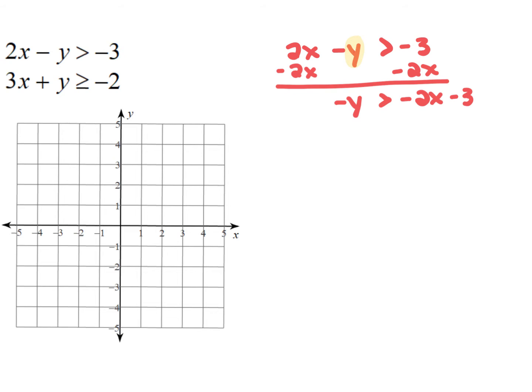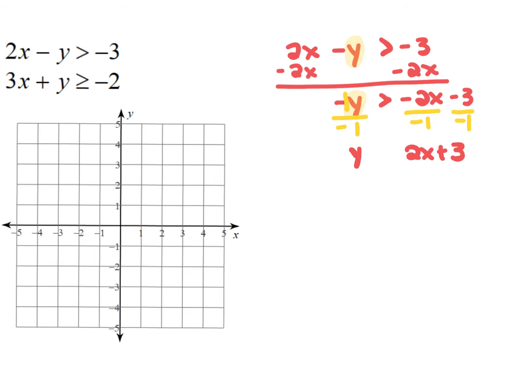Now if I want to finish getting this y by itself, we see that there's this negative in front of the y, which means there's really a negative 1. So I'd have to divide everything by negative 1 to get y by itself. Now when I do this, this becomes y, this becomes 2x plus 3, and then we have to be careful of the symbol to determine how my line is going to be graphed.